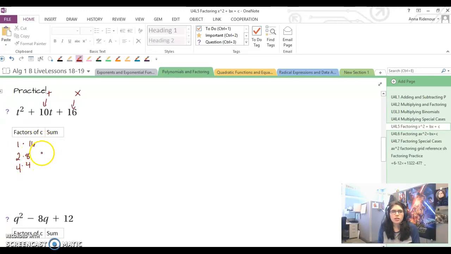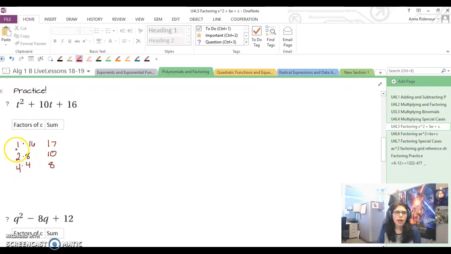So if those are my factors, then I need to figure out which two numbers I can add together to get 10. If I add 1 and 16 together, that's going to give me 17. 2 times 8 gives me 16, and if I add those together, that's going to give me 10. And if I add 4 plus 4 together, that gives me 8. So I know that my answer is going to be found with those two factors, the 2 and the 8, because they add together to be 10.